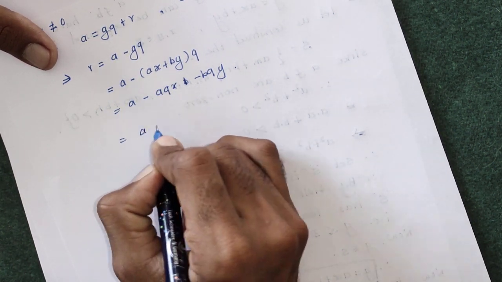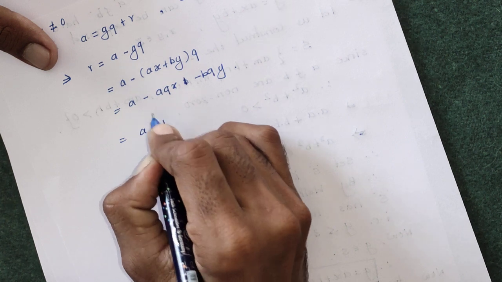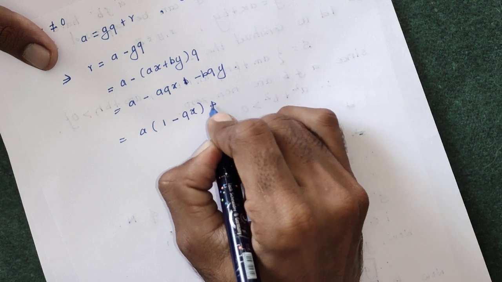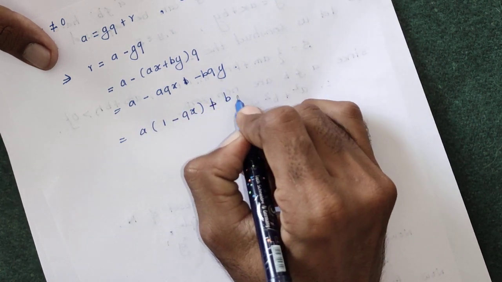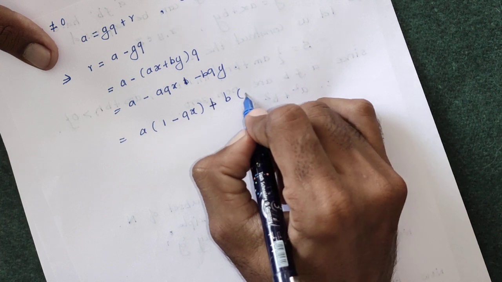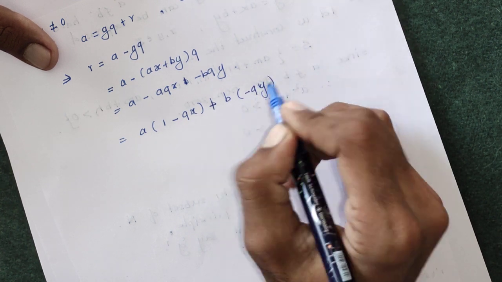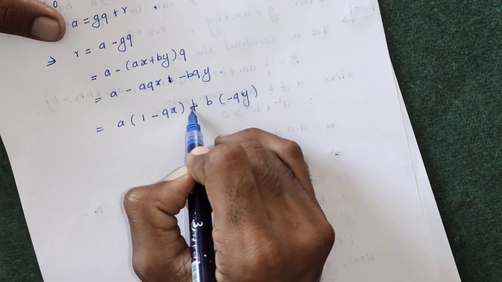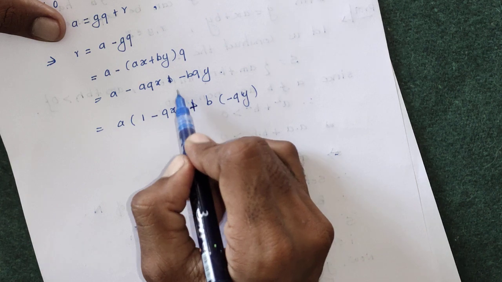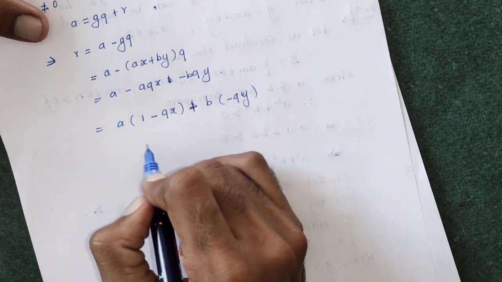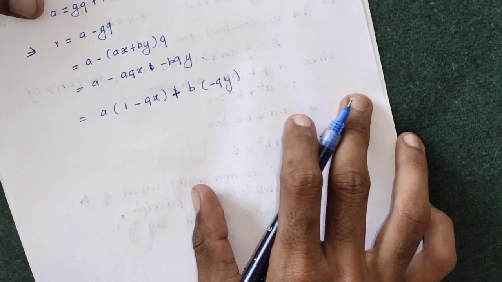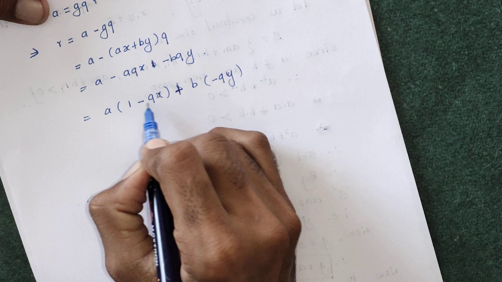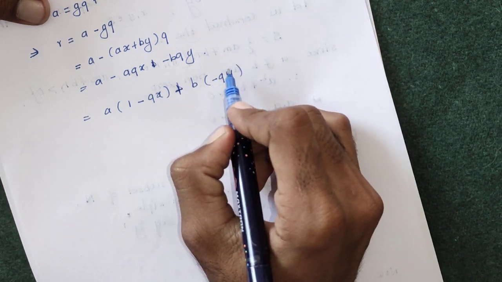Taking a common here, we get a into 1 minus Qx, and plus b into minus Qy. Here taking a common, we get 1 minus Qx, and giving the minus sign to this Qy, we get plus b into minus Qy. That is, R is equal to a into some integer: 1 minus Qx is again an integer, and minus Qy is again an integer.